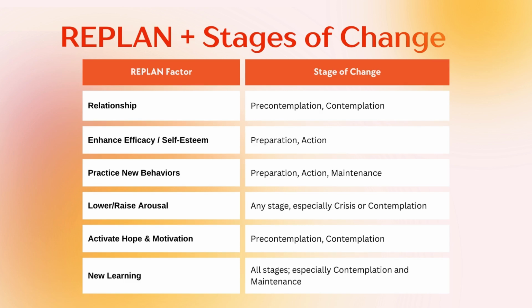L is for lower or raise emotional arousal, and this can show up anytime, but especially when a client is in crisis or stuck in contemplation. If someone's overwhelmed or emotionally shut down, they're not thinking clearly and they're not changing. So we need to help them regulate first.